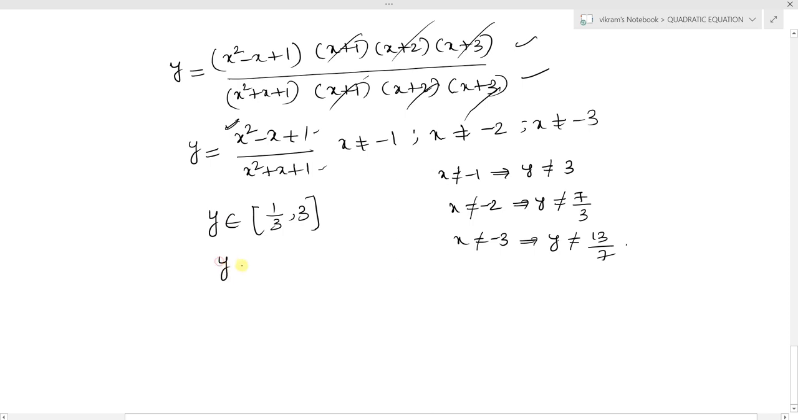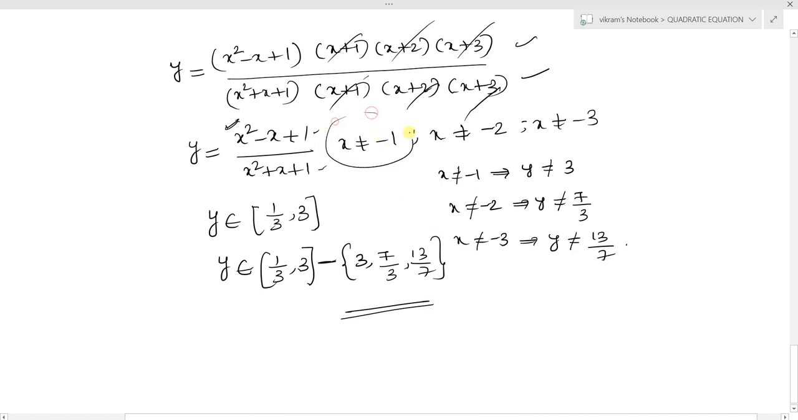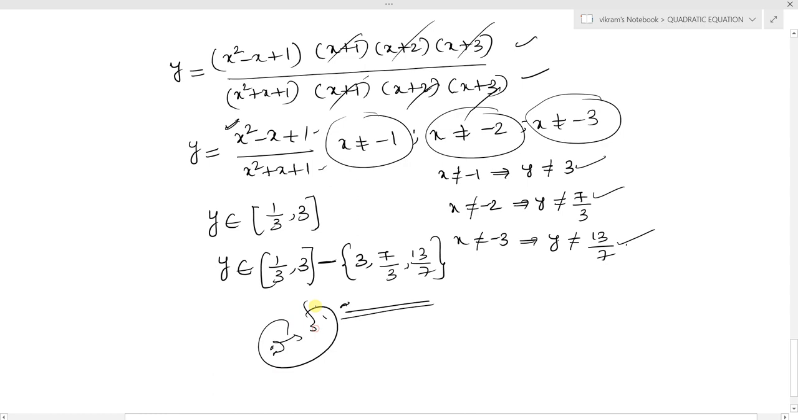So we obtain the range as y belongs to 1 by 3 comma 3, and from these values we need to remove 3, 7 by 3, and 13 by 7. Now this is our required solution. Why? Because these x values are not in our domain, so the corresponding y values are also not in our range. I think you understand this concept very well, how to find the range of quadratic equations.